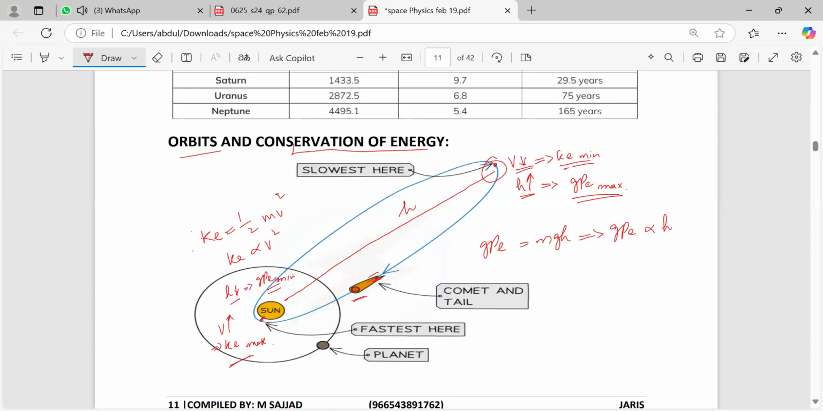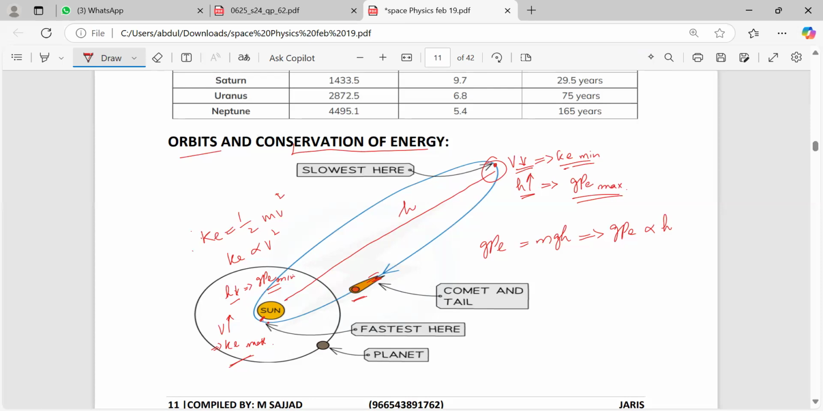But throughout this phenomenon, throughout this orbit, you can say one thing: the energy is conserved. When kinetic energy is maximum, potential energy is minimum, but the sum of kinetic and potential energy stays the same throughout this orbit.